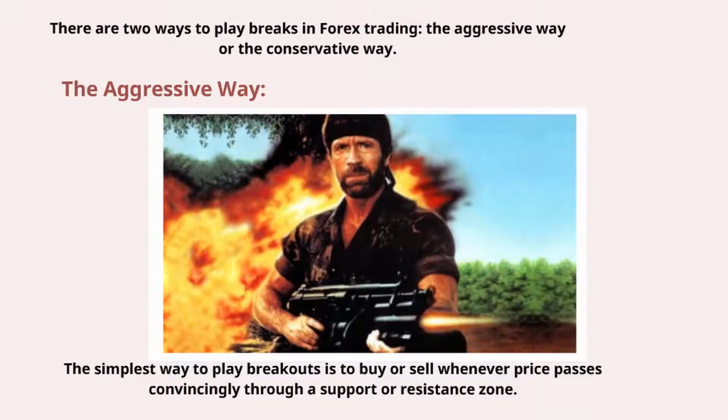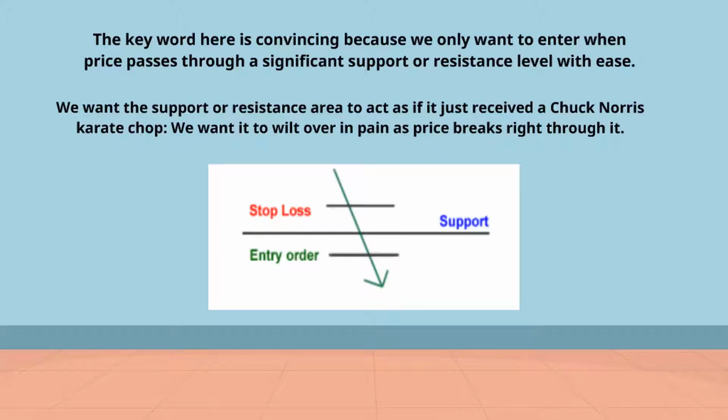There are 2 ways to play breaks in Forex trading, the aggressive way or the conservative way. Let me explain the aggressive way. The simplest way to play breakouts is to buy or sell whenever price passes convincingly through a support or resistance zone. The keyword here is convincing because we only want to enter when price passes through a significant support or resistance level with ease.